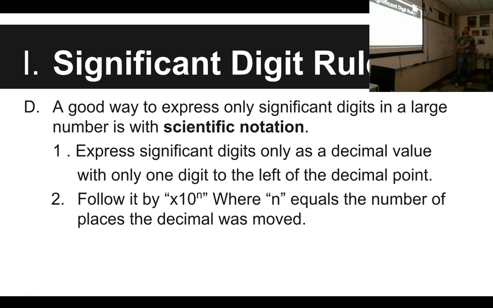You write it as a decimal value with only 1 digit to the left of the decimal point, so something point and then however many more numbers you need, followed by 10 to the n, where n equals the number of places the decimal was moved. Have you guys seen this before? Does this ring bells? Okay, good. I don't have to teach this to you. This is a reminder.